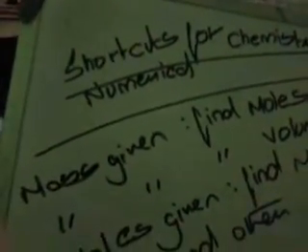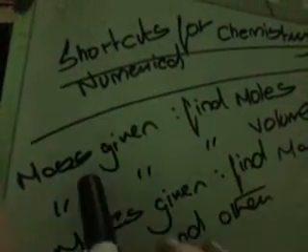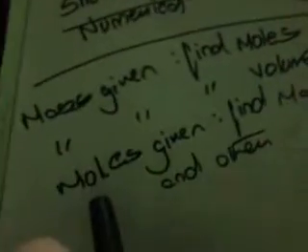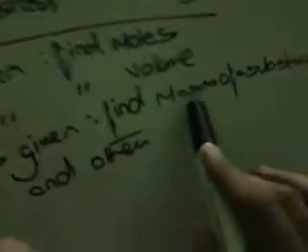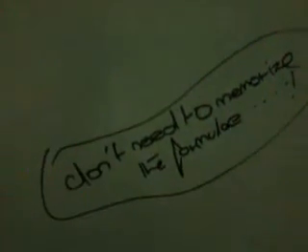Shortcut for chemistry numericals: if the examiner asks, if you are given mass and have to find moles, if you are given mass and have to find volume, if you are given moles and have to find the mass of a substance, and other conditions. You don't need to memorize the formulae. This is a very short way to find mass and moles.